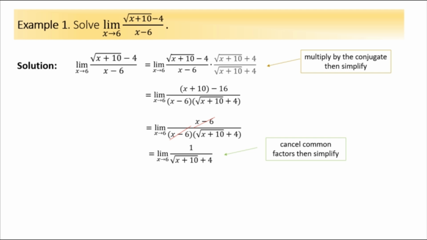Now, after we cancel out, we try the direct substitution and see if it works. When I say it works, I mean that we no longer get 0 in the denominator. And indeed, we get 8 in the denominator. So our final answer is 1 over 8.